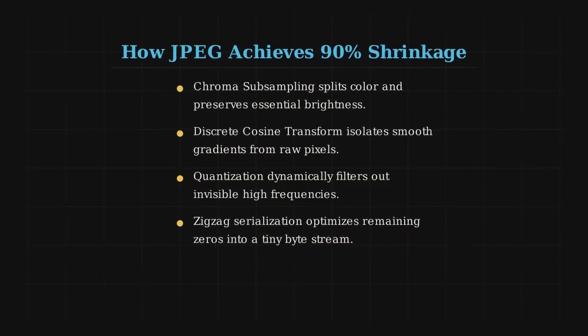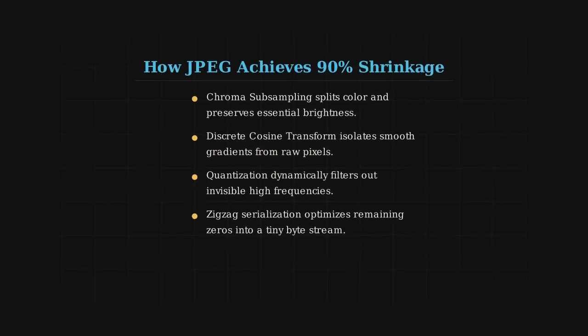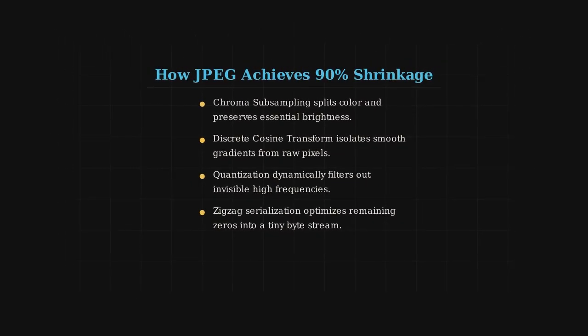By combining human perception limits with elegant wave mathematics, JPEG discards details we can't see to reduce file size by 90%. This simple, elegant lossy compression is the invisible engine that makes the visual internet possible.